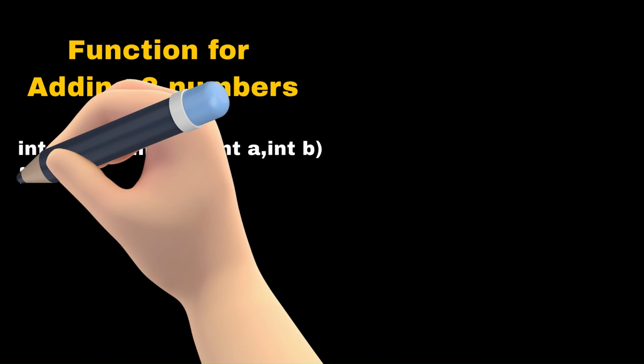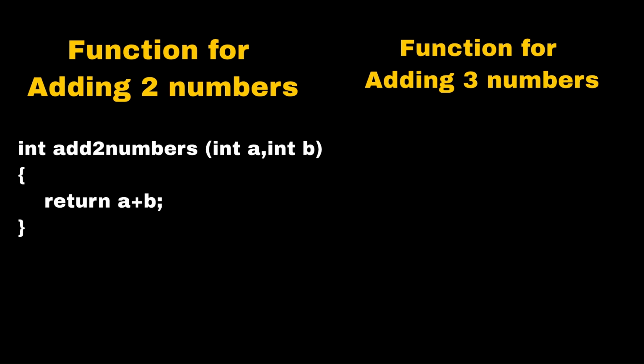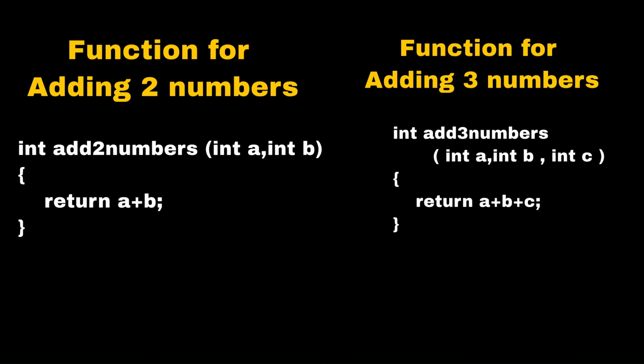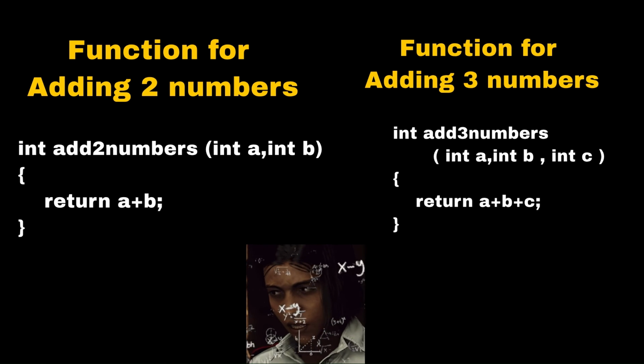Then we will create a function with the name add two numbers, which will take two parameters and return its sum. Now we want to create a function that will add three numbers. So now we can create a function with the name add three numbers, which will take three parameters and return its sum. Now you can see that we are giving different names to the functions and it's kind of confusing because in the end these functions are just adding the numbers.